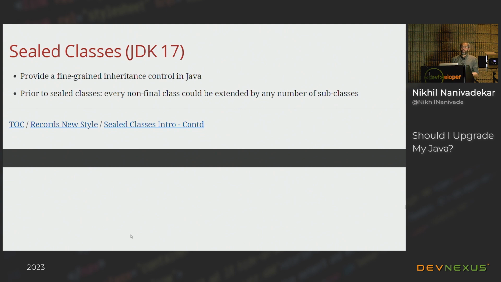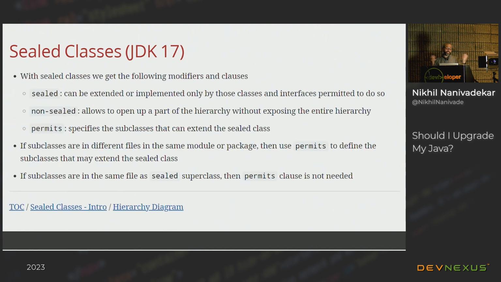The whole intention of sealed classes was to provide fine-grained inheritance control in Java. Prior to that, we had a quasi control where you could have package-private, you could have protected, but the level of inheritance control that sealed classes give you now was not there before. Before sealed classes, every non-final class could be extended by any number of classes, so you had absolutely no control over it.